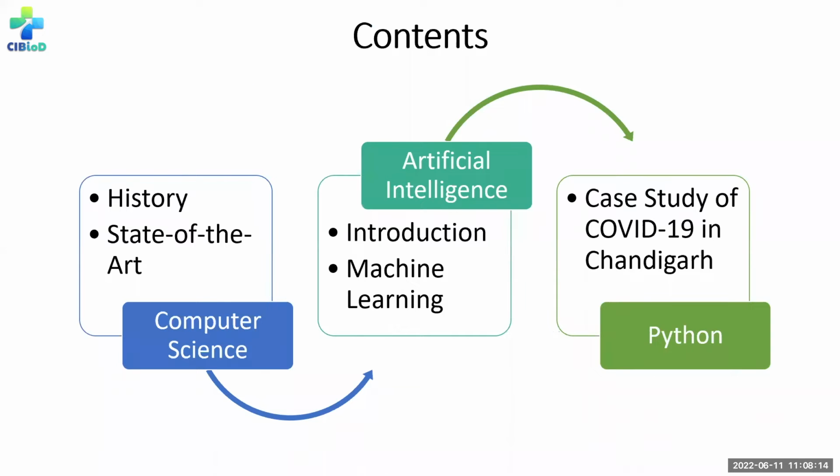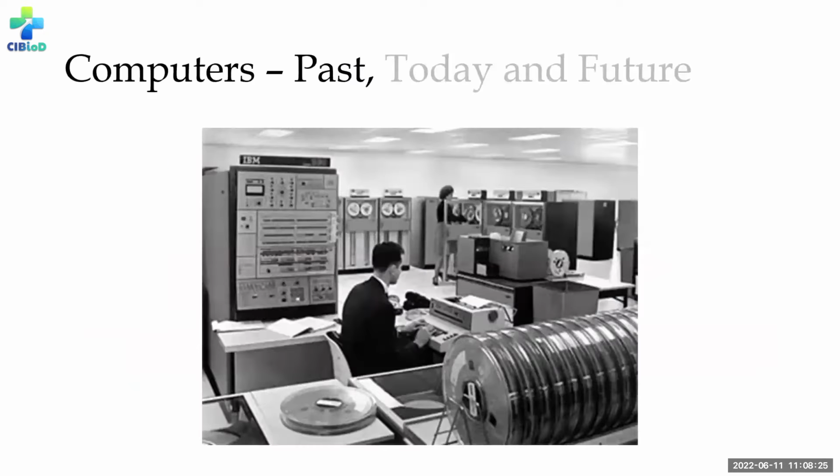As I told you, I will divide my presentation into three parts. The first is computer science history mainly, then AI introduction, and then the case study. So as you can see in this picture, this is from the 1950s, from an IBM lab. This entire machine in a hall is one computer. And let me put this laser pointer.